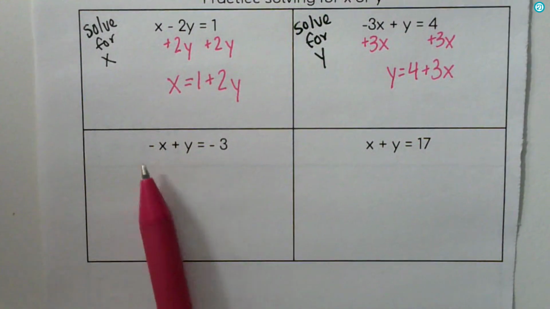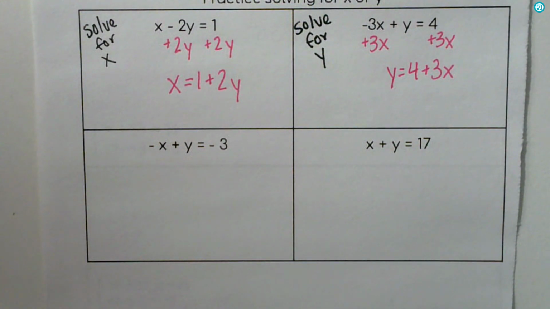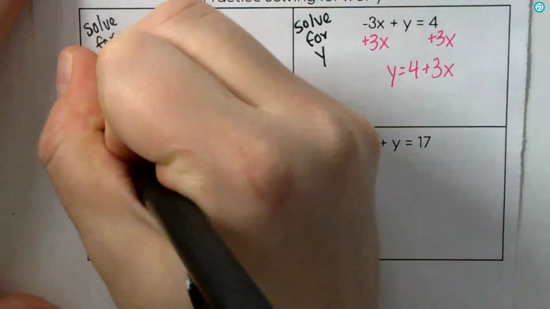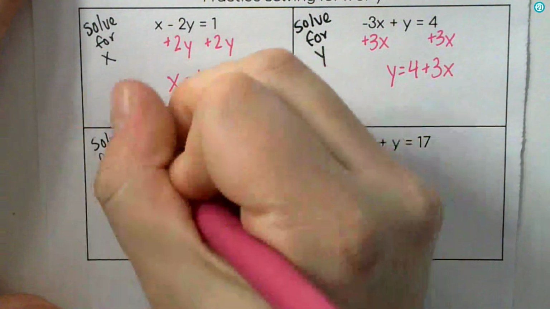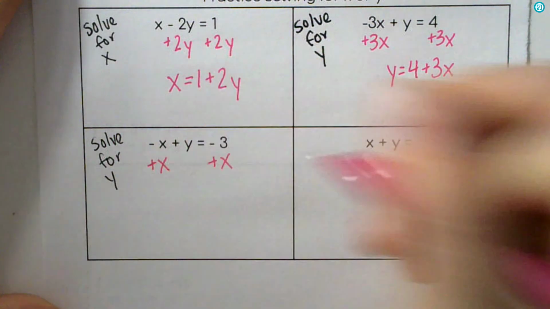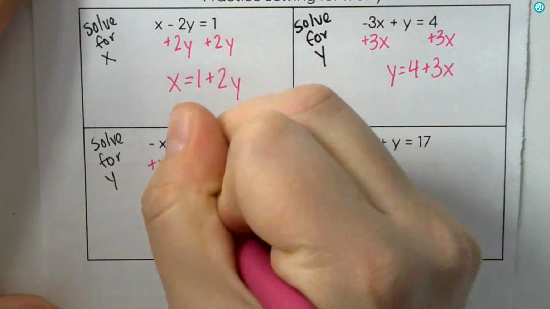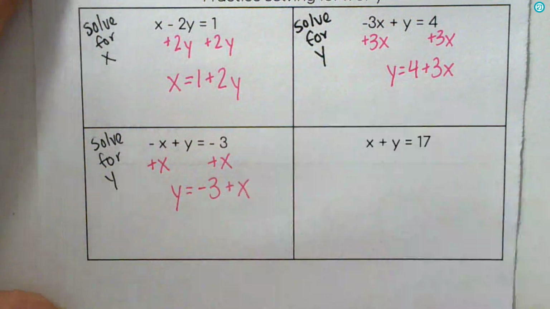This one, neither x or y have a number with them. But which one's closer to being by itself? Y. What does x have with it? That negative. So because x has that negative, we want it to be by itself and positive. So it's going to be easier to solve for y in this one as well. Write that down if you need to know what we're doing. We're going to add x to both sides. So plus x plus x. So I get y equals negative 3 plus x.